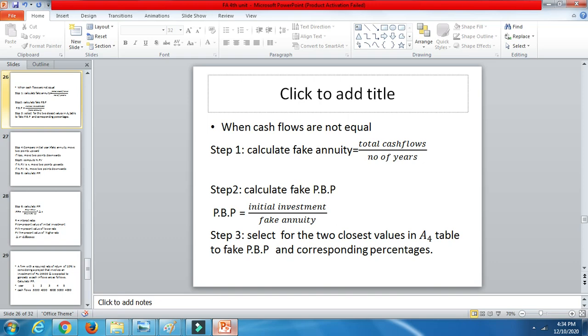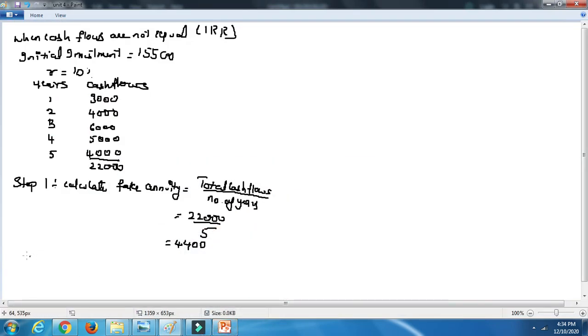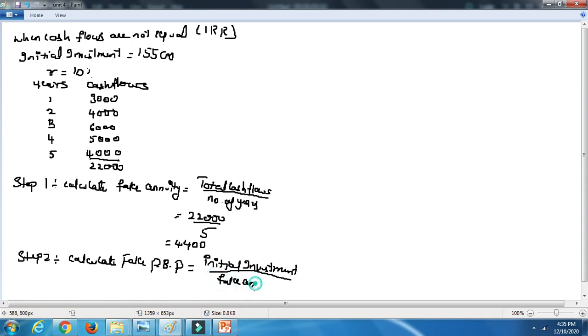Calculate the fake payback period. The second step is to calculate the fake payback period. How we do this: the formula is initial investment divided by annual cash inflows, but you need to take the fake annuity as such.